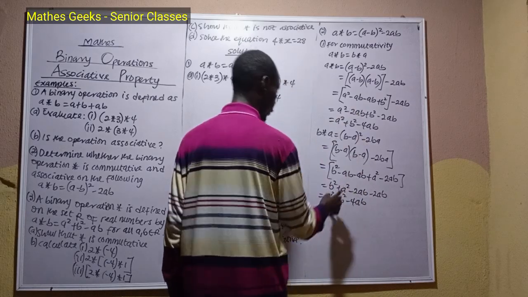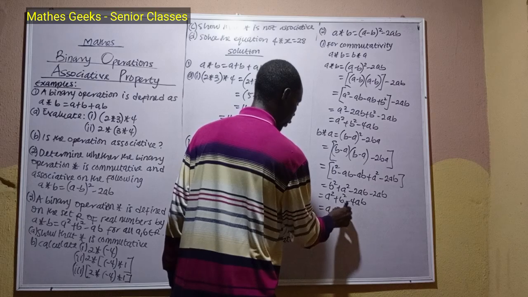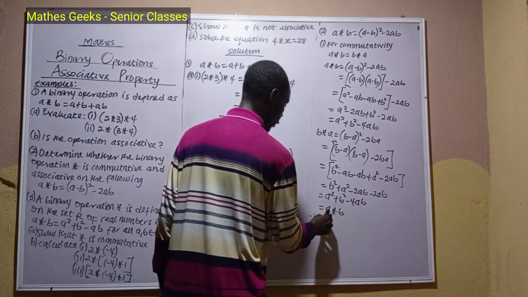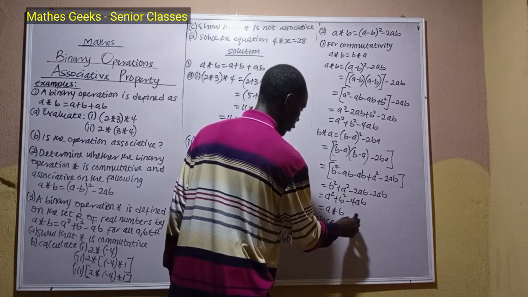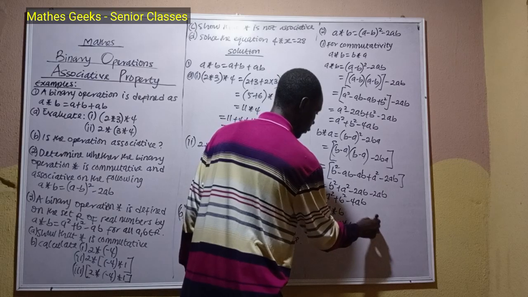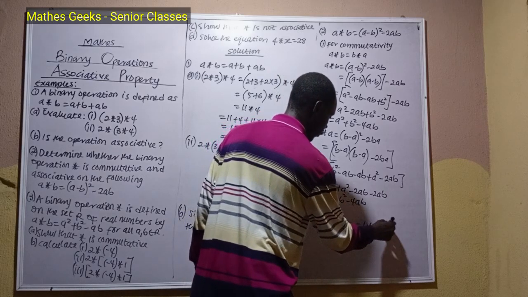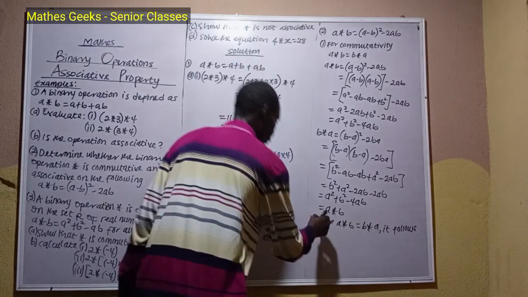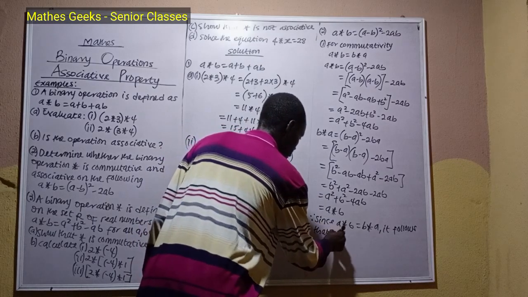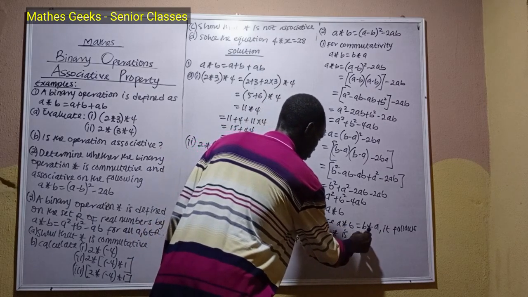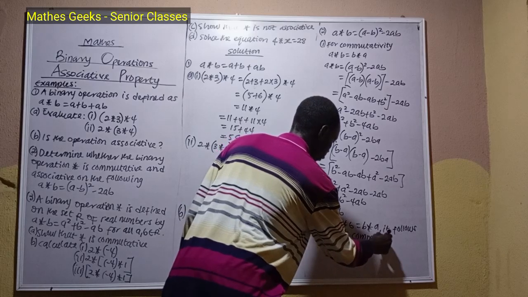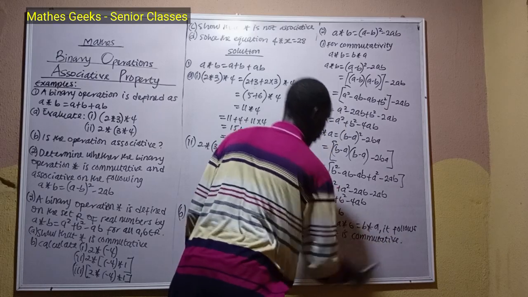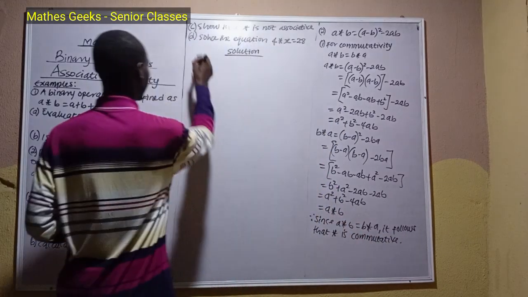This is equal to A star B. So therefore, since A star B is equal to B star A, it follows that star is commutative.